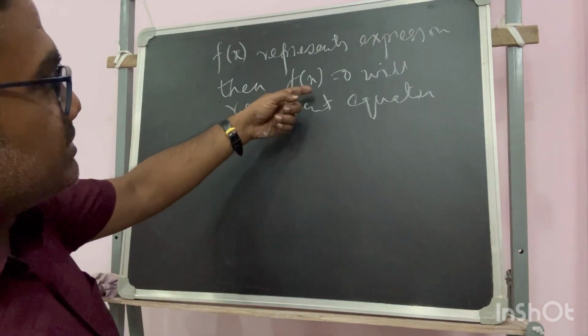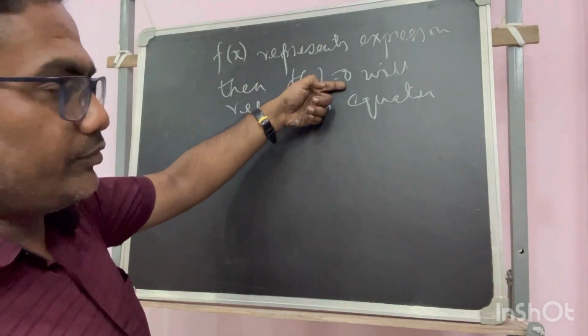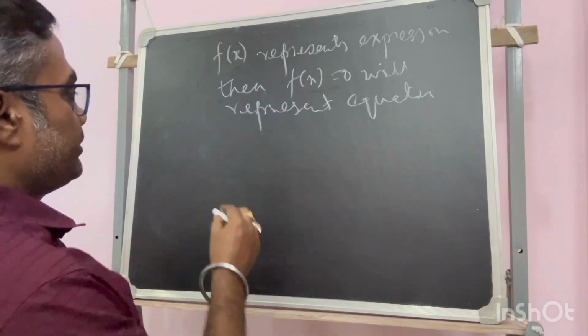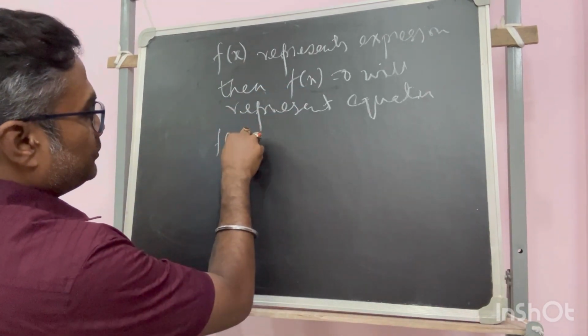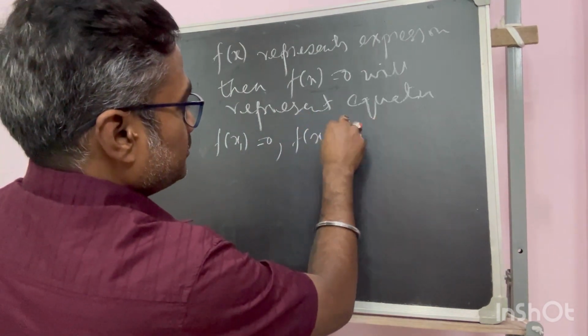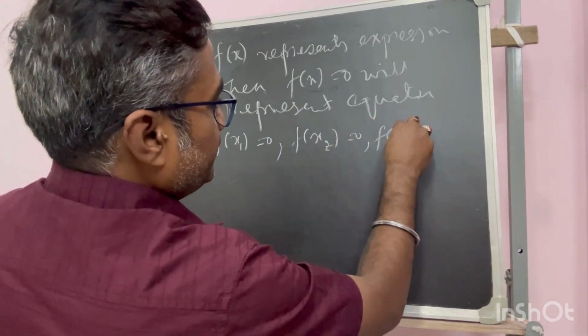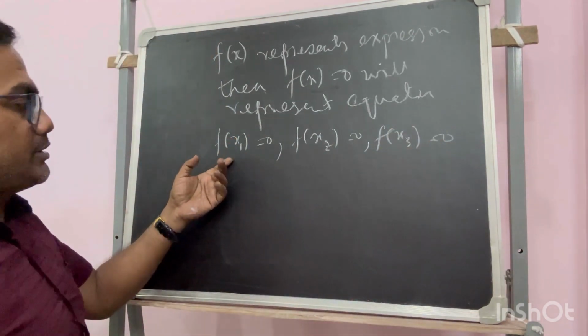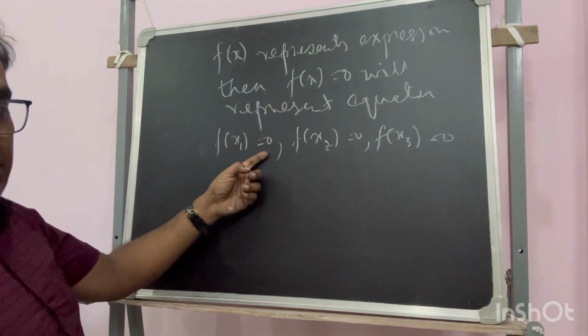Okay, so this is a generic form of an equation. I will not write the specific case. There may be a possibility that f of x1 is 0, f of x2 is 0, f of x3 is equal to 0. There may be several values for which the function f(x) could be 0.